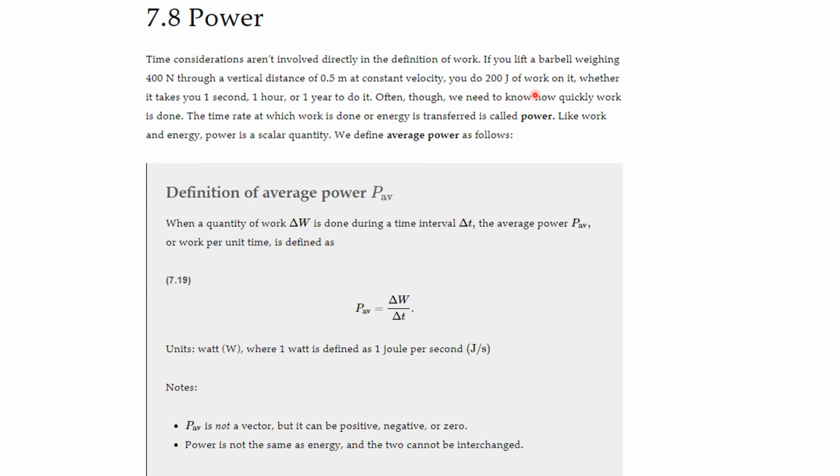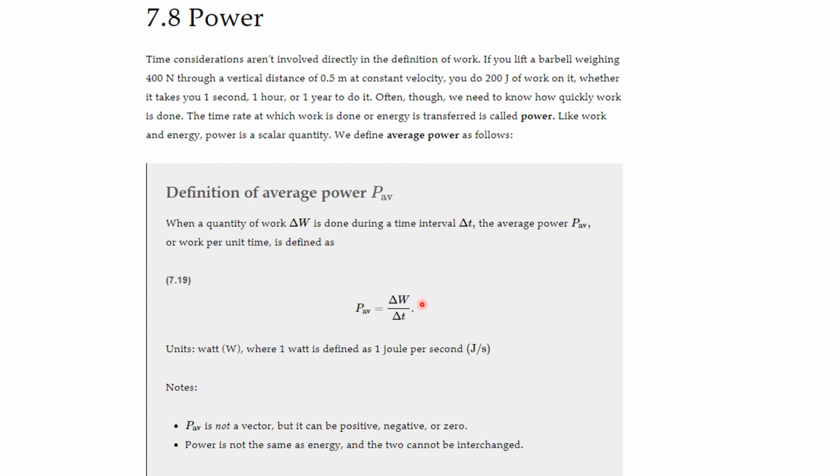Often, however, we need to know how quickly work is done, and the time rate at which work is done or energy is transferred is called power. Like work and energy, power is a scalar quantity. It is not a vector. We define average power as follows. When a quantity of work, delta W, is done during a time interval, delta T, the average power, or work per unit time, is defined by P average equals delta W over delta T.